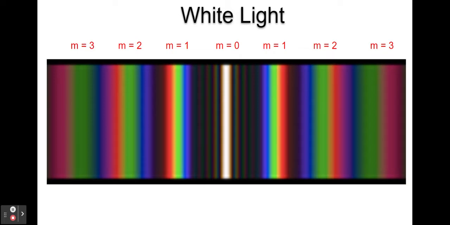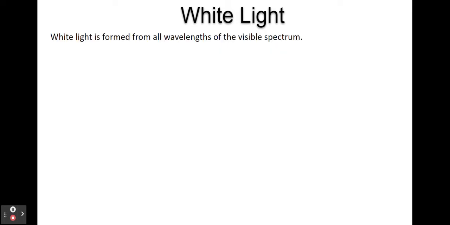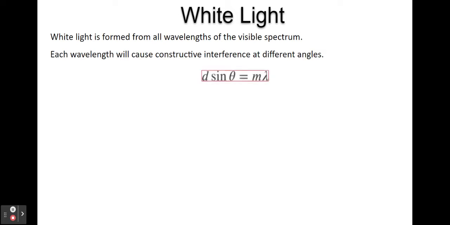So why do we get the central maximum that is white, and why do we get this spectrum for all the other maxima? Well, here we have our formula, d sine theta equals m lambda. Now, if we rearrange that formula, we get theta equals sine to the power of minus 1 of m lambda over d. Now, what that means is that the angle where constructive interference is achieved depends on the wavelength of the light that we're dealing with.